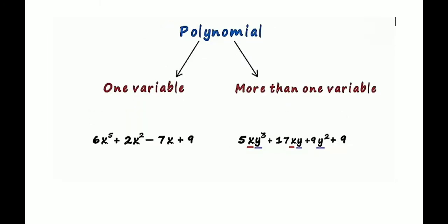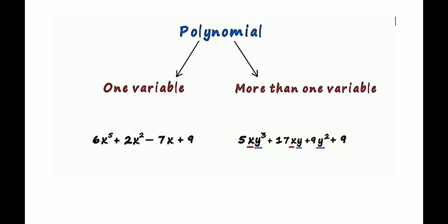A polynomial is broadly categorized as one variable and more than one variable. If it has only one variable, for example 6x raised to 5, 2x square minus 7x plus 9. It may have more than one variable as well, 5xy cube plus 17xy plus 19y square plus 9. So here you will find there are two variables x and y.